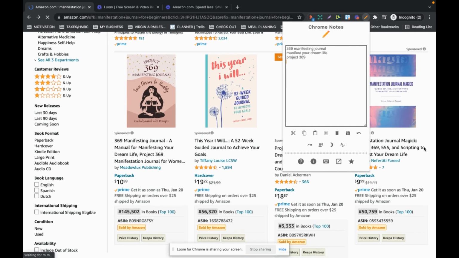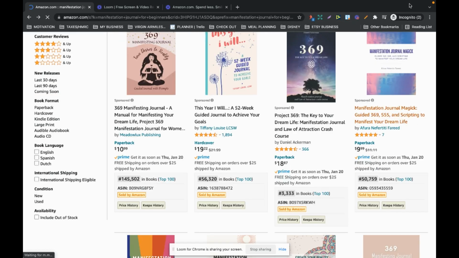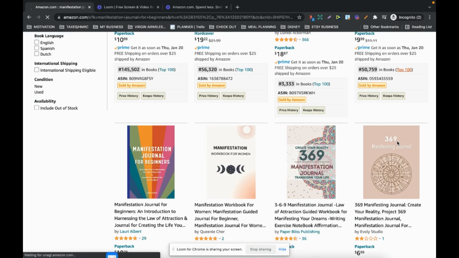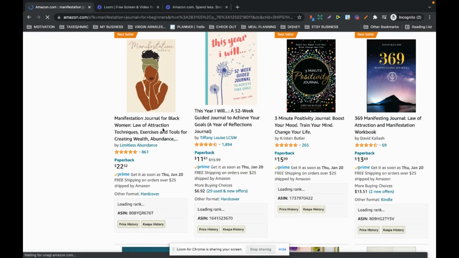So what else have we got? Like 555 scripting, you could then write that down. So take your notes, put 555 scripting, and then keep going along like that. Just put in any ideas. Another thing as well, law of attraction techniques, creating wealth. These are things that people might be searching on Amazon.